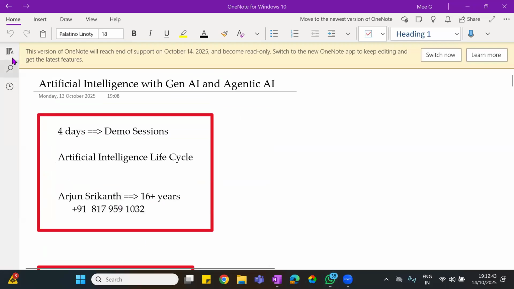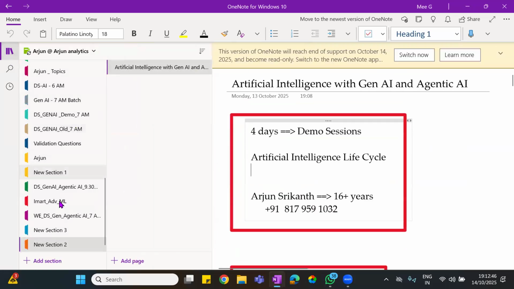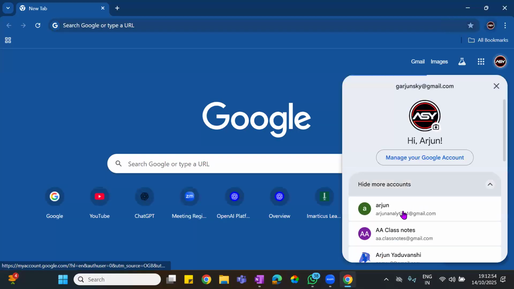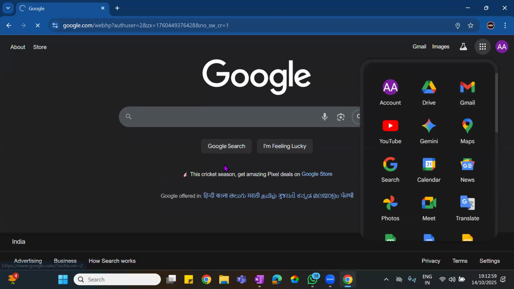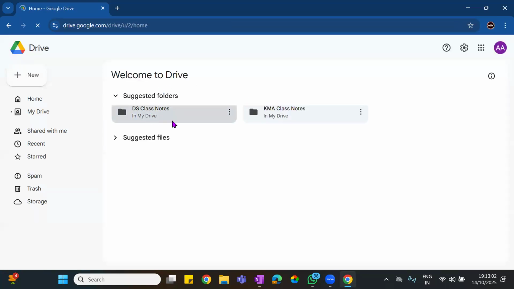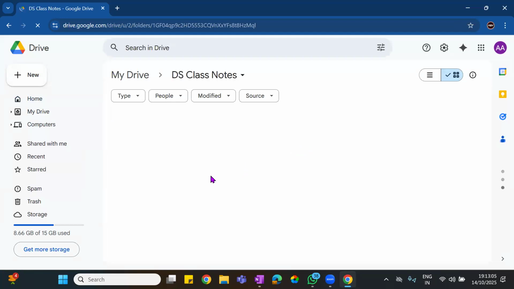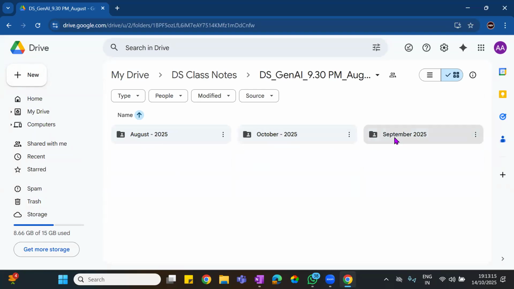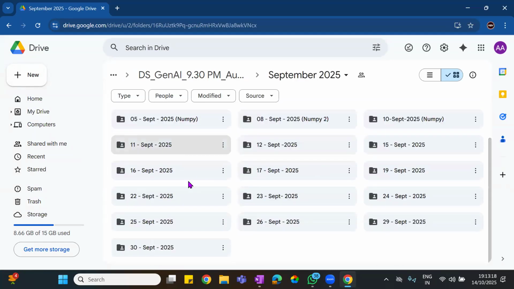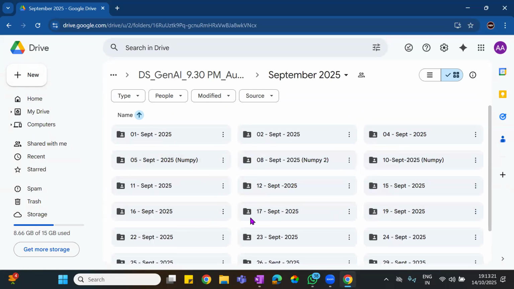Taking forward, one person asked me how I will share the notes. I showed you, but I will show you once again. I will create a Google Drive, and here we'll create a folder and I will share this folder with you all, and you can start getting the notes. For example, if you check the September folder, you will see the September month complete.